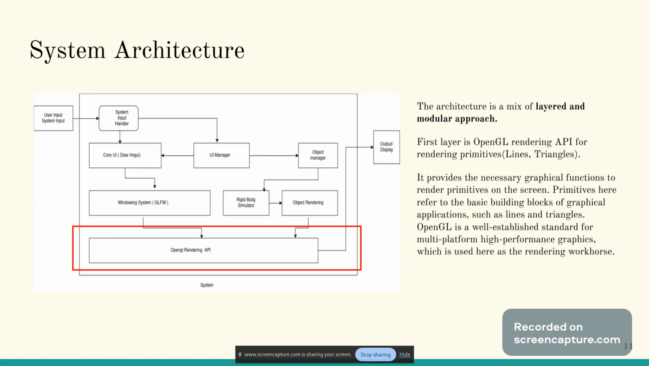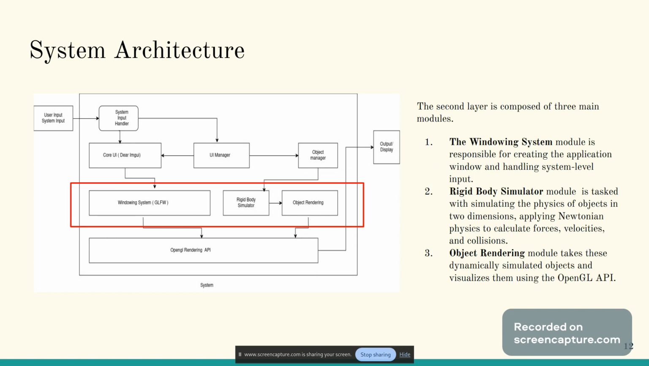So let us talk about our system architecture. It is a mix of layered and modular approach. The first layer is the OpenGL rendering API that provides us with lines and triangles to display complex objects. The second layer is composed of three important modules, namely a windowing system, rigid body simulator, and object rendering.